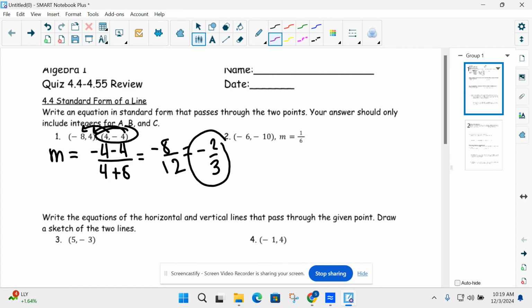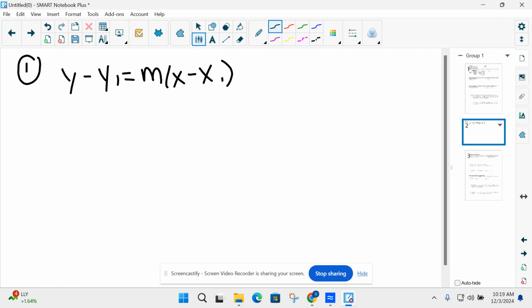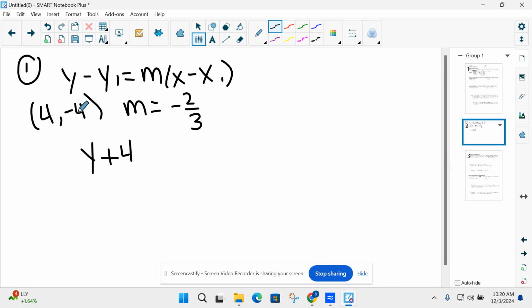And to put it into standard form, we first have to start off with point slope form. So for 1, you would have y minus y1 equals m times x minus x1 is point slope form. And then our coordinate is 4, negative 4, and our slope is negative 2/3. So when we plug that in, that would be y plus 4, because the y value is negative, so that would be 2 negatives, which would turn into a positive, equals negative 2/3 times x minus 4.